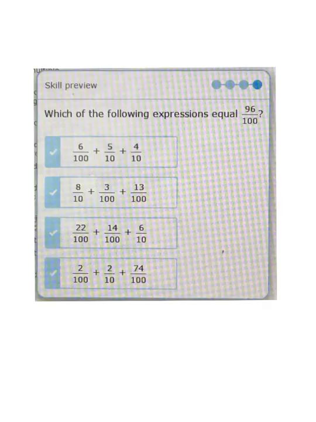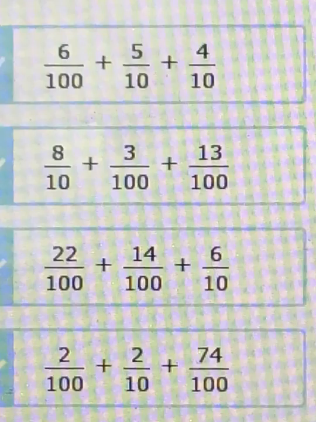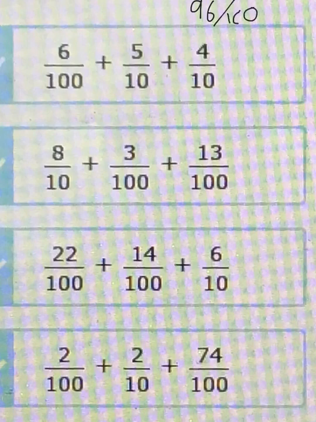Last example we're going to look at together, same idea. Which of the following expressions equals 96 hundredths? To save me some writing though, we're going to write right on here. Remember, we're looking to get 96 hundredths. So in this first one, let's look up here. 6 hundredths plus 5 tenths plus 4 tenths.